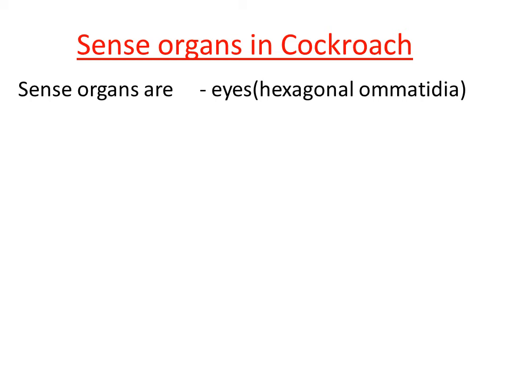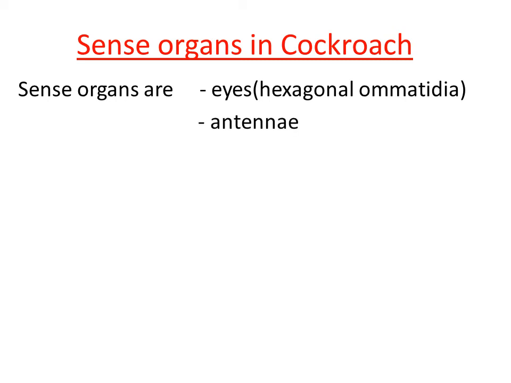Because of this, it observes a kind of mosaic vision. So it is of less resolution. Less resolution vision can be seen by the hexagonal ommatidia present in the compound eyes. Because the cockroach is a nocturnal animal, this kind of vision is called nocturnal vision. So this is about the sense organ, the eye.